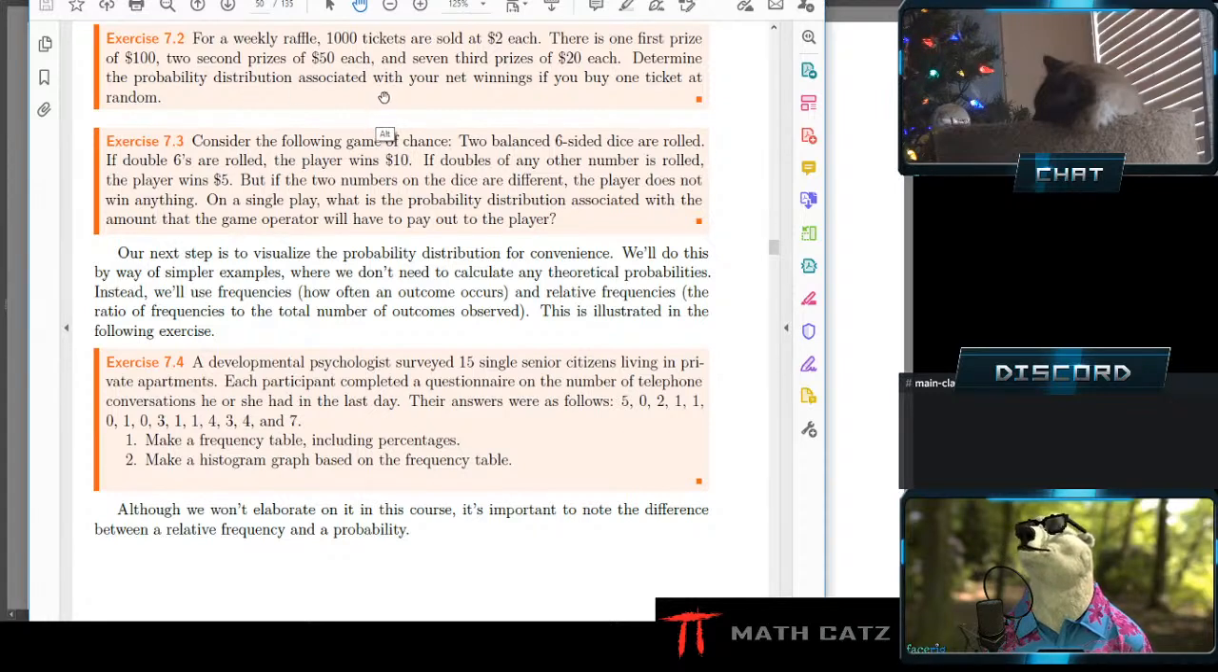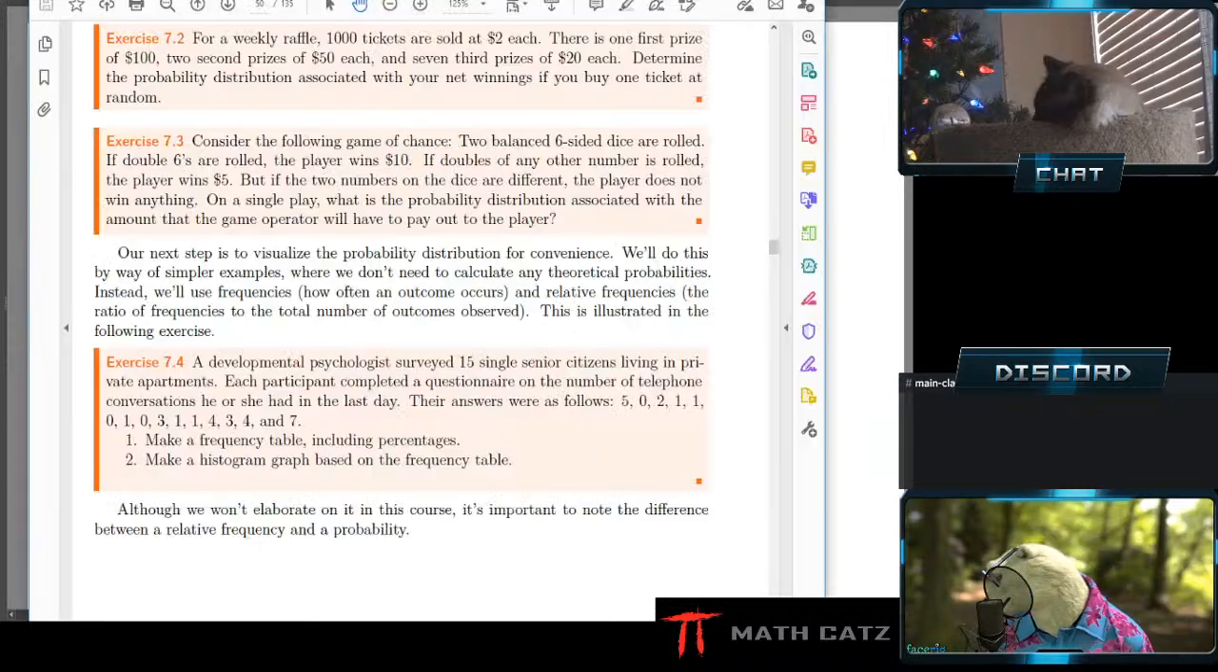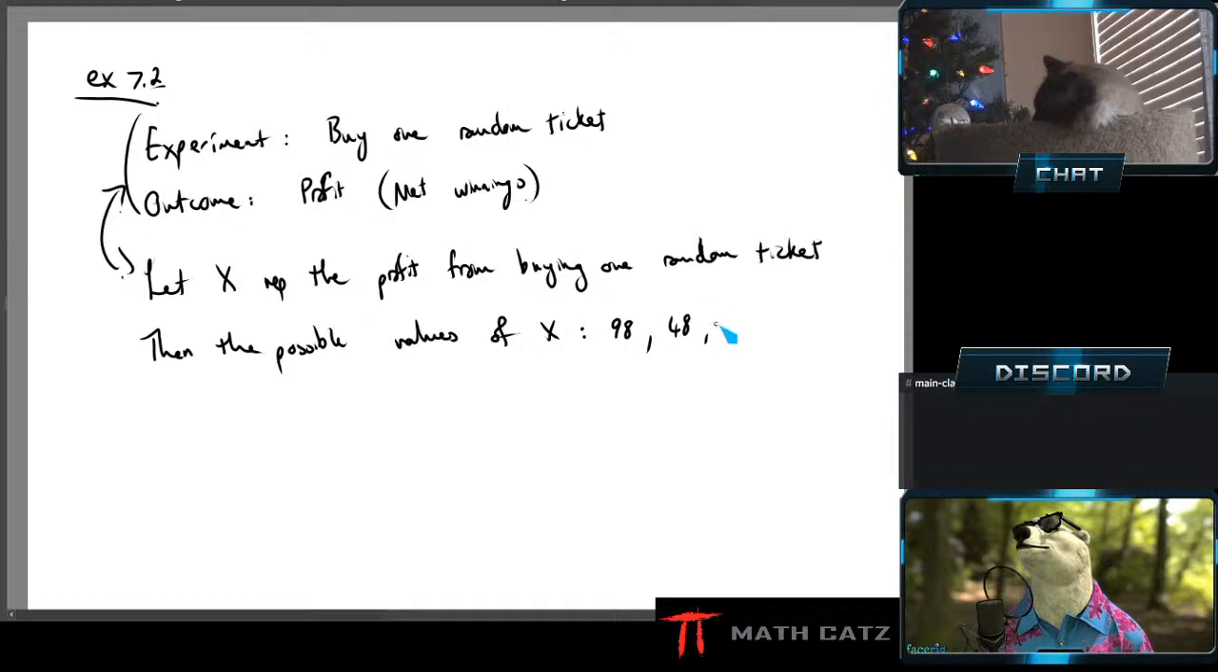But remember, that's just a name, right? A name for a result, a name for an outcome. I have a second prize as well. It's going to give me $50, but I pay $2, so 48. So when x equals 48, it's just a name for the event that I win second prize. Make that association as early as you can. And then I can also win third prize, $20. Nice, it's not bad. 18 profit, I'll take it.